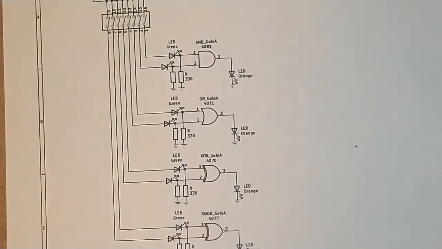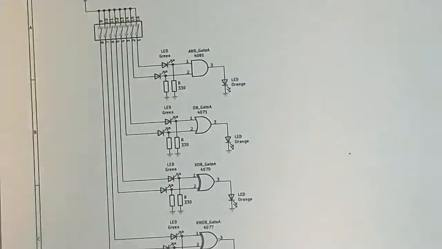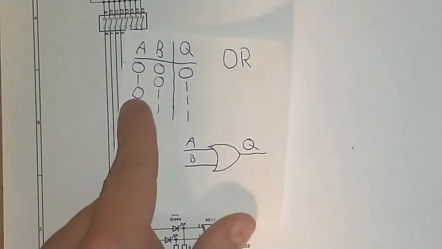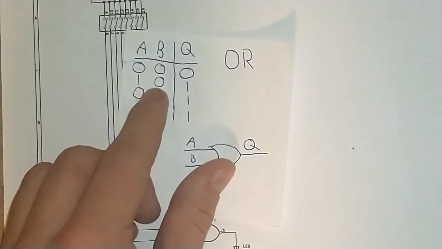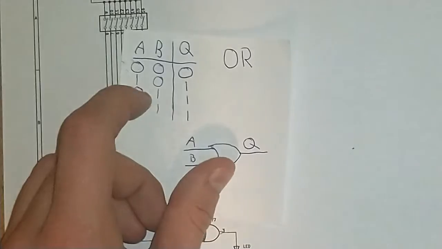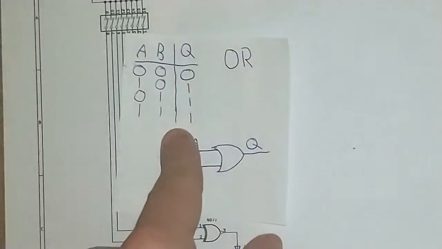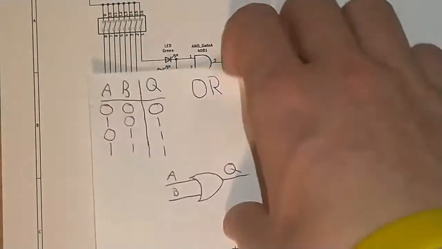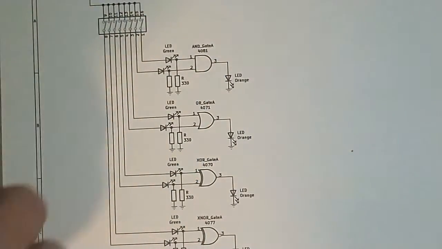So another gate is an OR gate, which has a truth table like this, which, as you can see, when A or B is turned on, or both of them, doesn't matter, the output is turned on as well, is high as well. So yeah, let's look at it on our circuit.